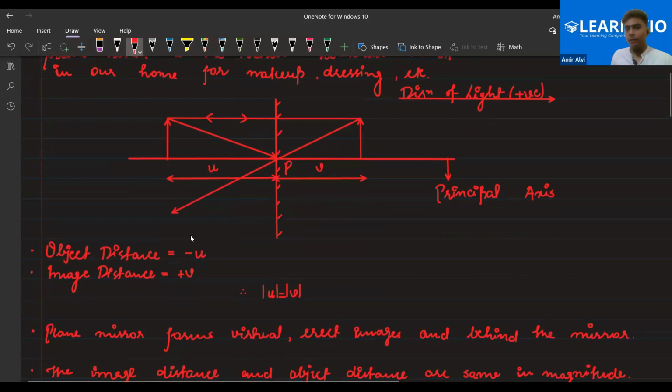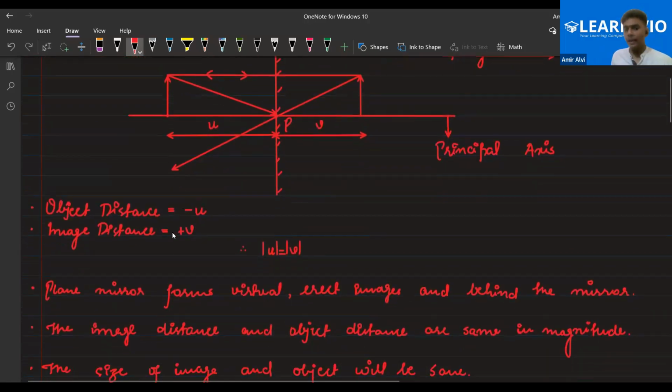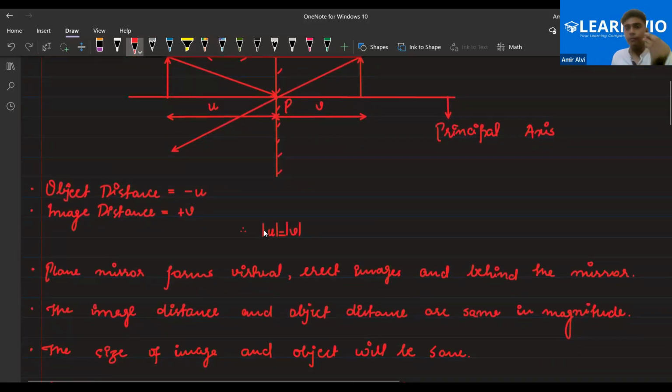How you will get minus u and how you will get positive u, I'll discuss that. But this is called magnitude. Magnitude means size or number. It means the magnitude of both image and object distance would be the same. The sign will be different: the object distance will be negative and the image distance positive. I'll explain why when we do the sign convention. Right now the word magnitude means only the number. Whether it's 2 centimeter or 3 centimeter, irrespective of the sign, the number shows that they are equally apart from the mirror.